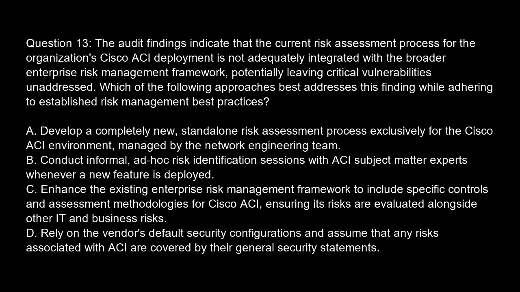Option A. Develop a completely new, standalone risk assessment process exclusively for the Cisco ACI environment, managed by the network engineering team. Option B. Conduct informal, ad hoc risk identification sessions with ACI subject matter experts whenever a new feature is deployed. Option C. Enhance the existing enterprise risk management framework to include specific controls and assessment methodologies for Cisco ACI, ensuring its risks are evaluated alongside other IT and business risks. Option D. Rely on the vendor's default security configuration and assume that any risks associated with ACI are covered by their general security statements.